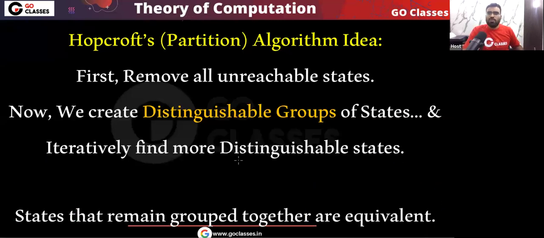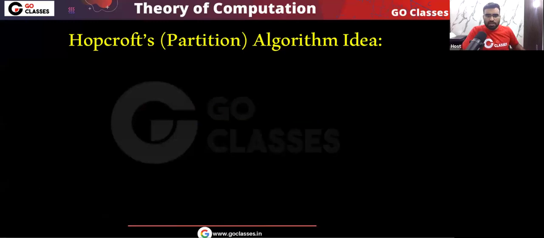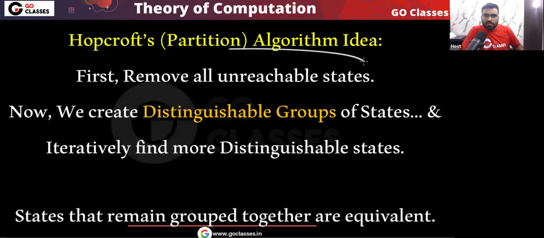So this is the idea. Let me tell you with an example, this will become very clear. But the idea on your screen, you should understand: first you remove the unreachable states. Then you create distinguishable groups of states, and iteratively we will find more distinguishable states. At the end of the algorithm, the states which are in the same group are equivalent. The starting point will be that you remove all the unreachable states.